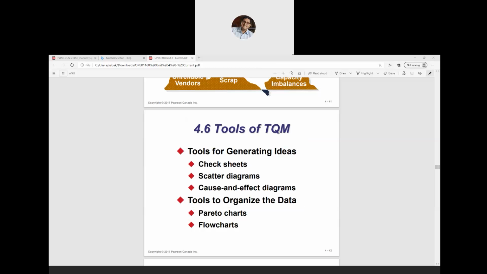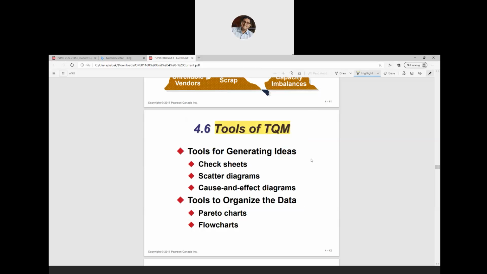This is part 2 of Unit 4. In this video, I will be speaking about the various tools which we are using in TQM. In the last lecture, I spoke about a couple of them, so this will be like a revision for that. So we categorize the tools into three different types.